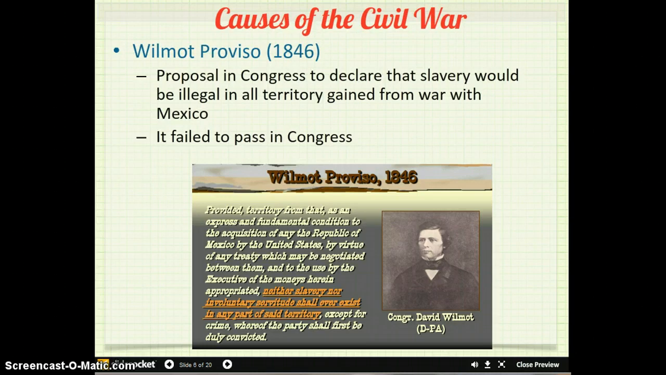David Wilmot believed he had the solution for this issue of slavery. In the Wilmot Proviso, he proposed to Congress that Congress should declare slavery would be illegal in all territory gained from the war with Mexico. Unfortunately, this caused too much of a debate in Congress, and it failed to pass.